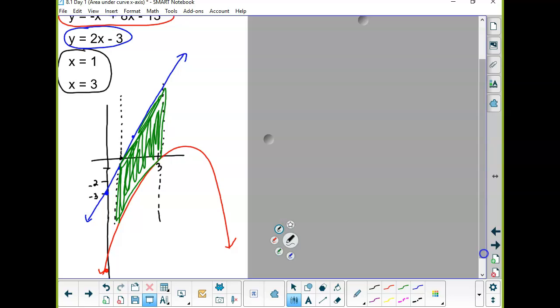You plug -1 into the blue equation and -1 into the red, and you would see which one is higher. The blue one will have a higher output. You could plug in 3 into each equation and also see that the blue one is higher than the red. Okay? But there's my graph.